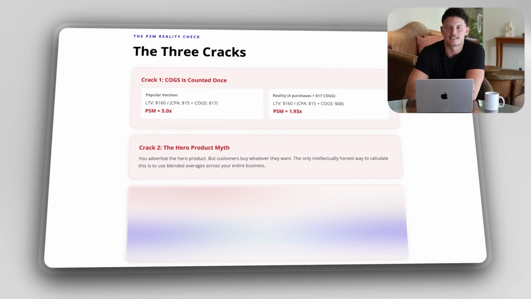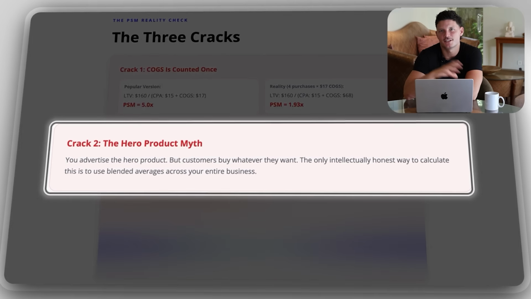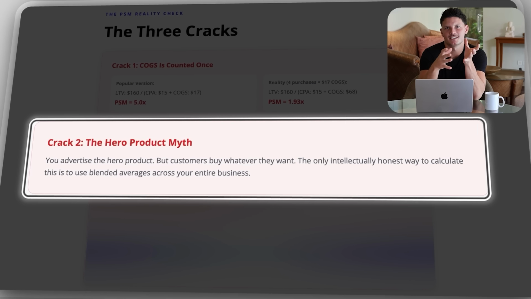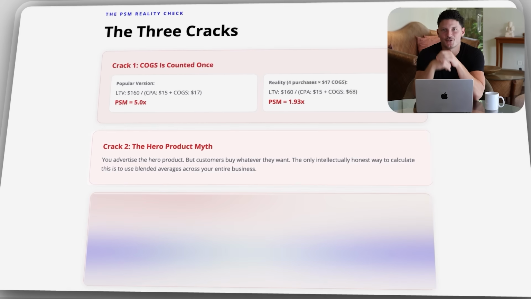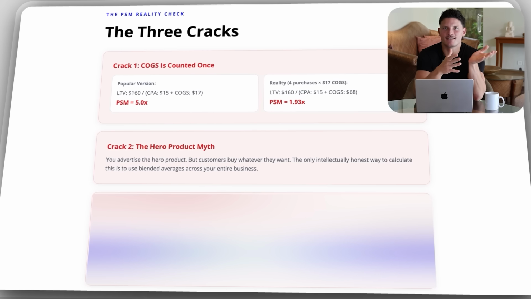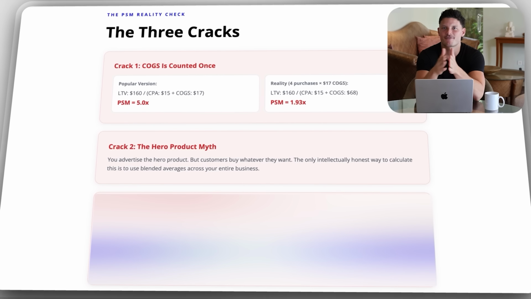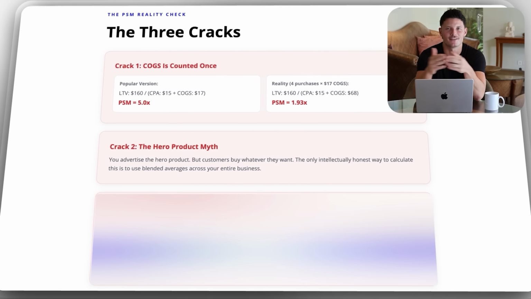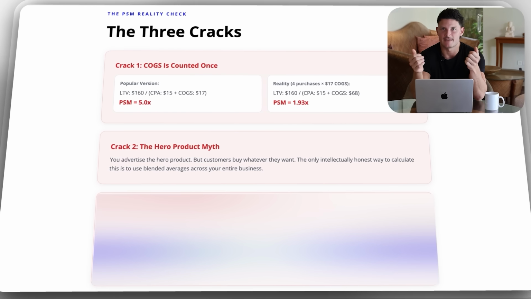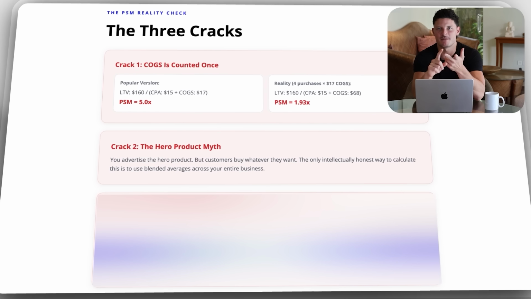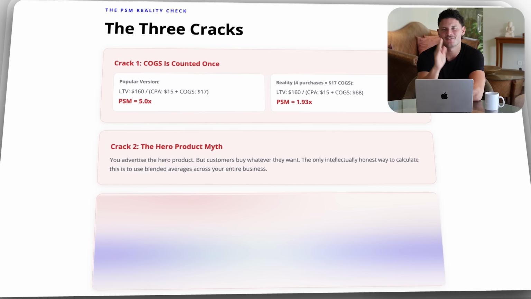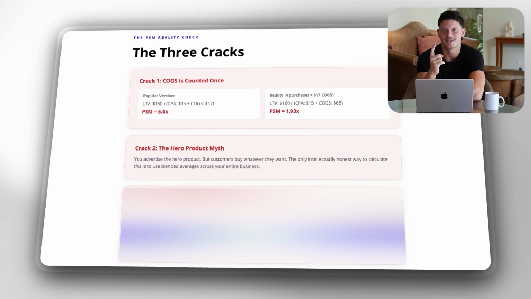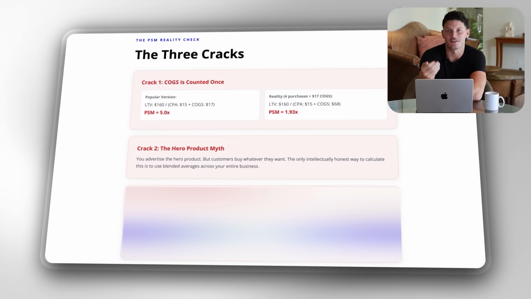The second is the myth of the hero product. The strategy says to use the hero product's inputs, but that's not actually what people buy. You can advertise the hero product all day, but when someone lands on your website, they have free rein to buy whatever products they want. They might buy a bundle, they might buy a prescription, they might buy an upsell. The idea is that you have a clean, stable input for LTV and COGS for that one SKU, but it doesn't hold up in real life practice.